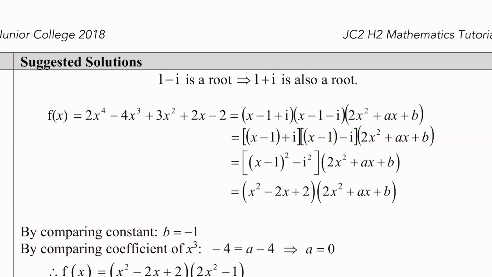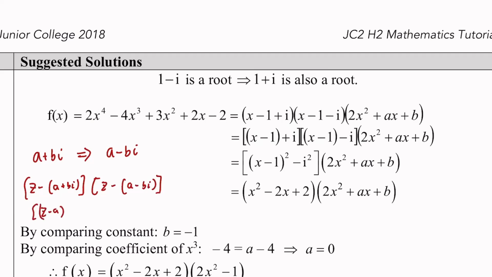In general, you can do this in any root. If you have, for example, a plus bi as a root, and then by conjugate root theorem, you get a minus bi is also a root. That means you get z minus of a plus bi multiplied by z minus a minus bi. You will always be able to simplify it as z minus a minus bi and z minus a plus bi. Do you see the pattern? Yeah. x minus y times x plus y. So it's x squared minus y squared. Always will have this pattern. So yeah, you can use this trick.